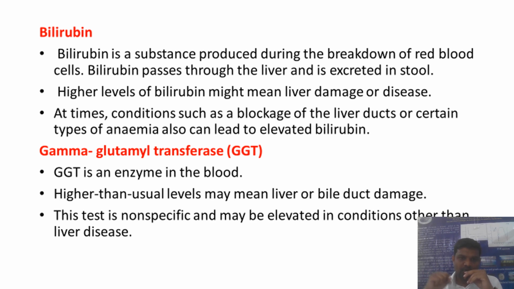Gamma glutamyl transferase is one of the important enzymes to assess liver function. It is an enzyme found in the blood. A higher than normal level points to liver damage or bile duct damage. This test is non-specific and may be elevated in conditions other than liver disease.